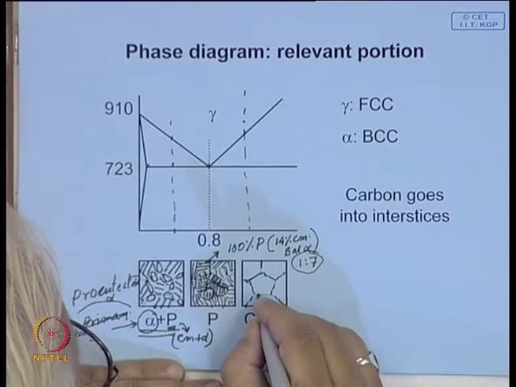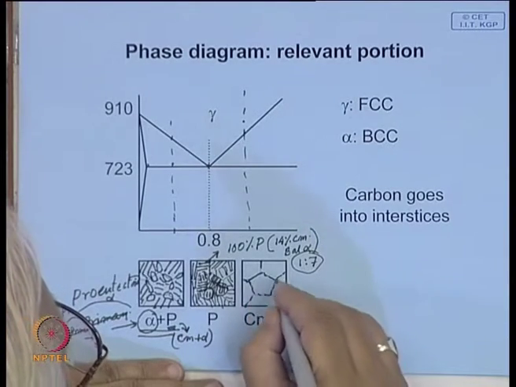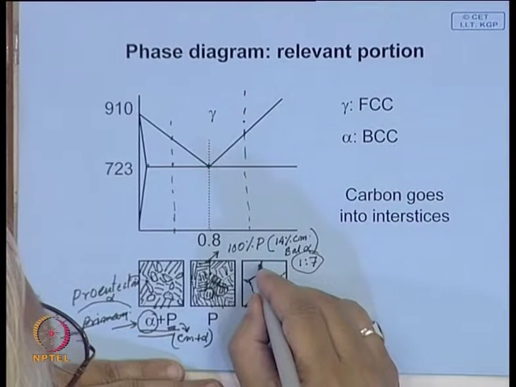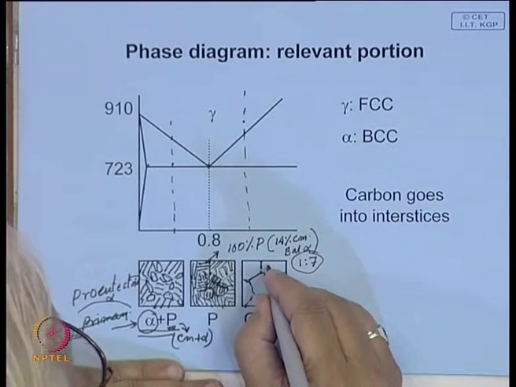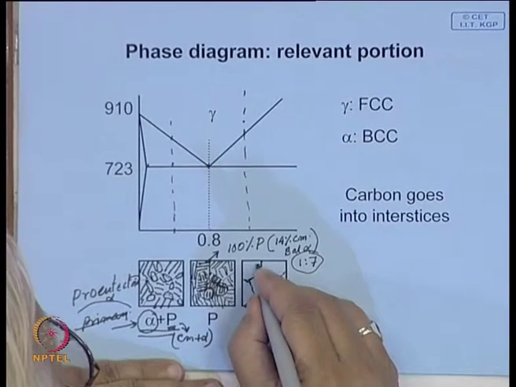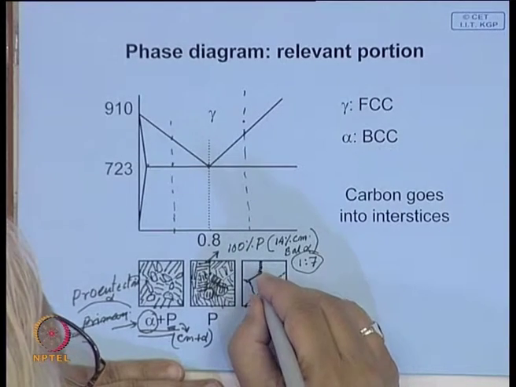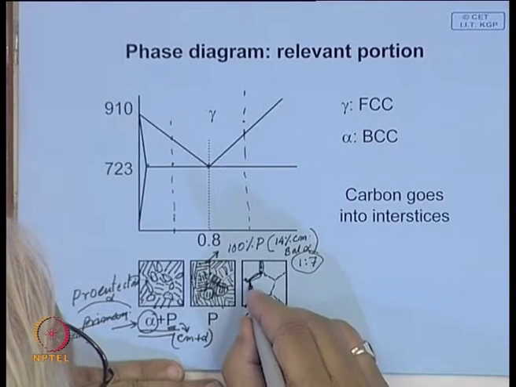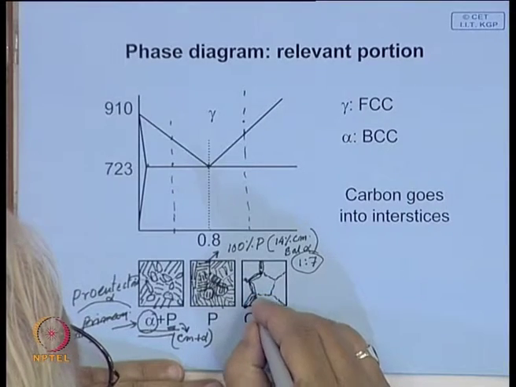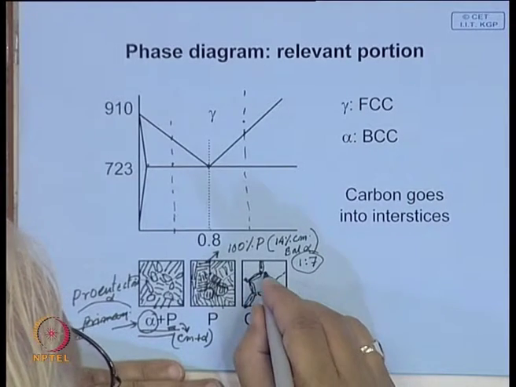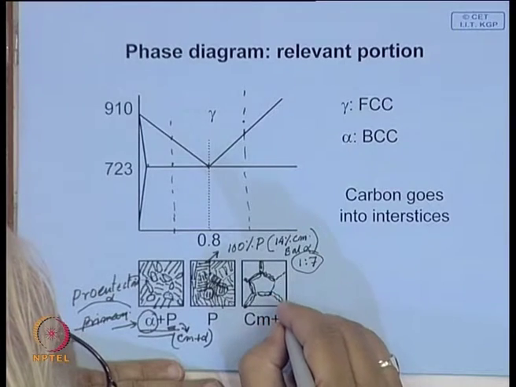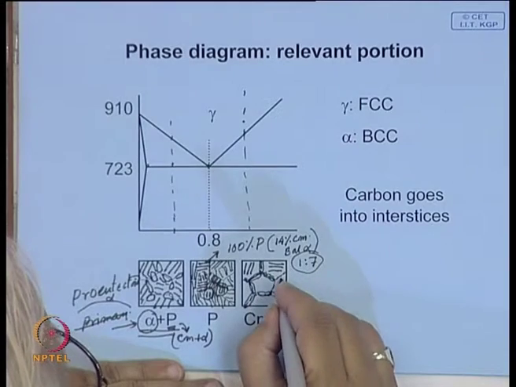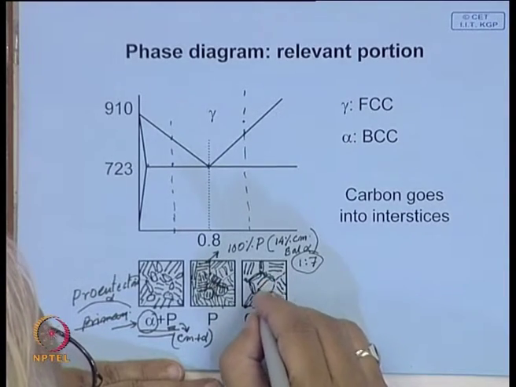And when it grows, you can clearly see it, because normal nital etching etches only the boundary between cementite and austenite, or cementite and ferrite. So, you may find a bright white network around this, and the balance, this portion, will be perlite.